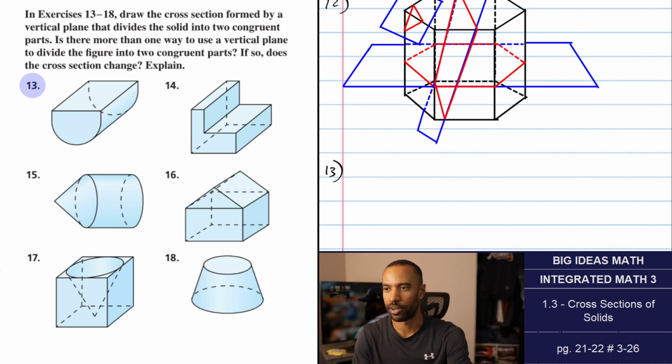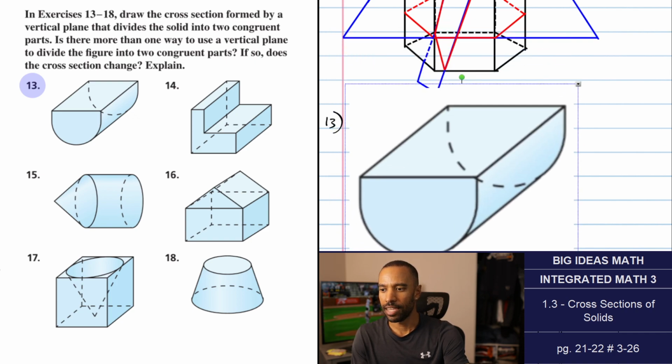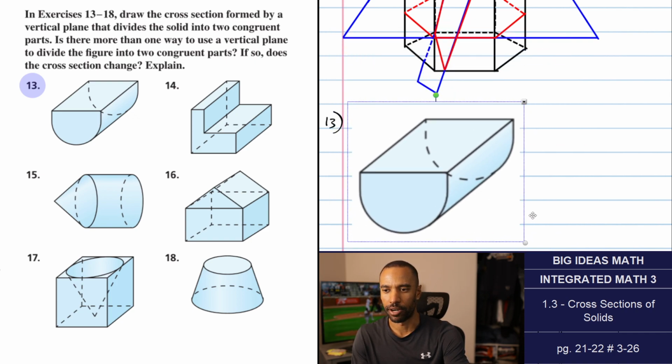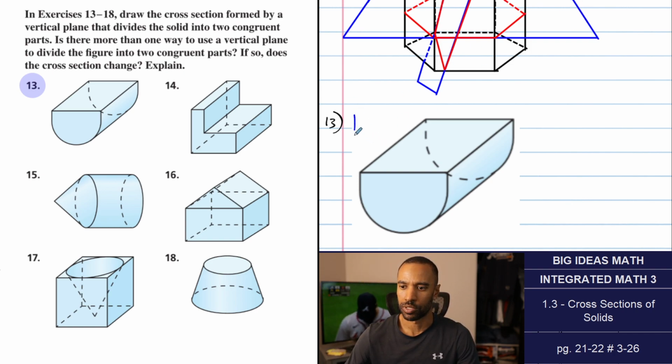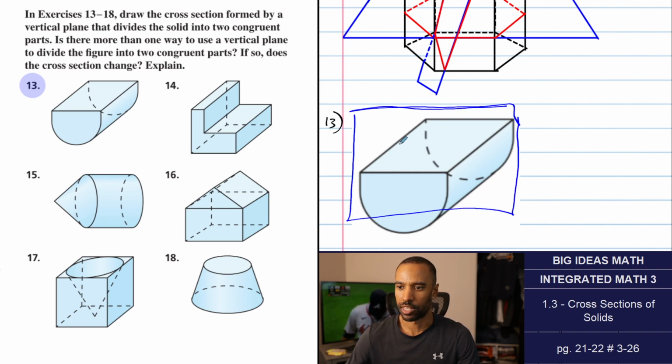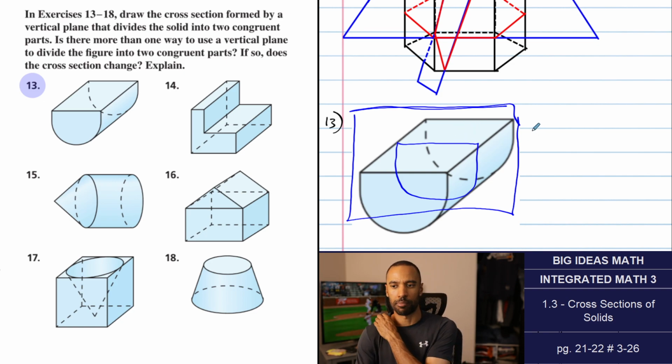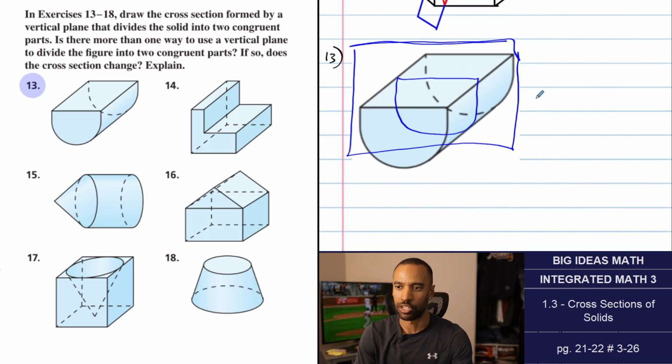They said draw it vertically. So if I do, they did say two congruent parts here. So this shape, if I draw the vertical plane this way, I'm not going to do this very long on these ones. If I do it this way, right, it's vertical, where this is my cross section, right in the middle right there, it makes this part, the solid, congruent to that solid there, right? So that can be the drawing. That's one way that I can do this one.